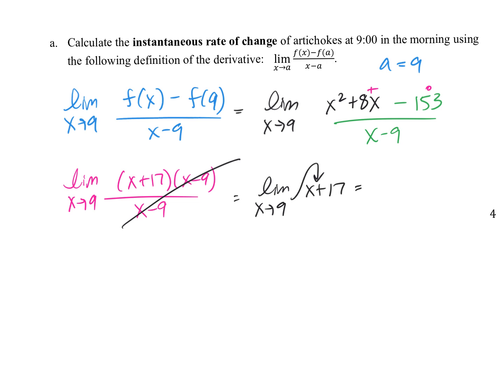Since I canceled that out, we'll no longer get a 0 over 0. 9 plus 17 would get me 26 artichokes per hour is how quickly they're picking at 9 a.m., which just happens to be a little higher than their average, which is 25.